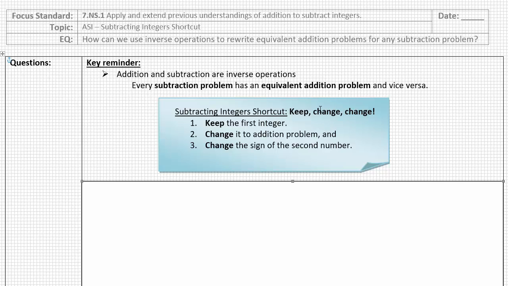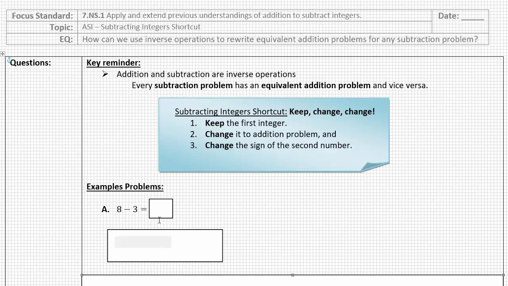So this changing is making us use the inverse operation, the opposite thing. So the opposite of subtracting is to change it to addition, and then to add the opposite. And so we change the sign. So we're adding the opposite to create an equivalent problem. So keep, change, change. We're going to look at 4 example problems to practice this. Let's look at our first one.